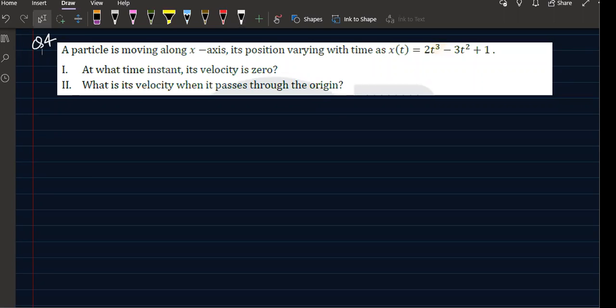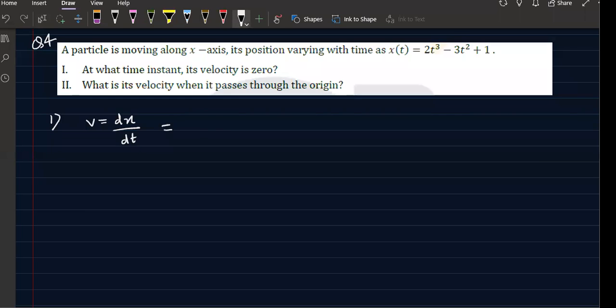Okay. So for the first part, you just have to find the velocity and make it equal to zero. That's what you have to do, right, everyone? Find velocity and make it equal to zero. I hope all of you have solved the first part. What is velocity? Velocity is dx by dt.